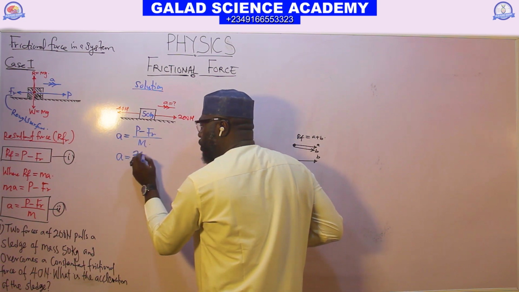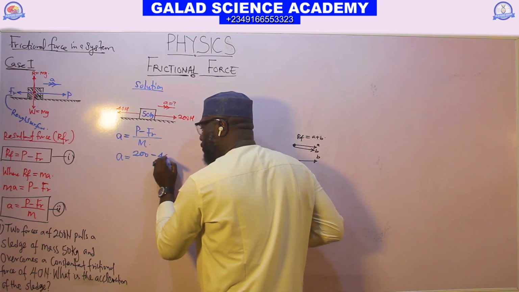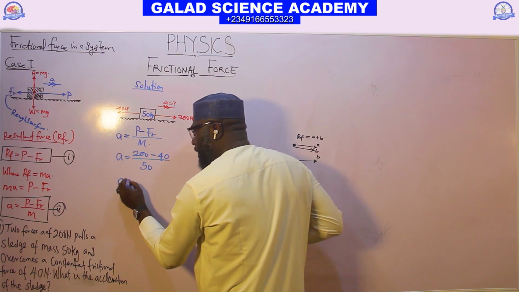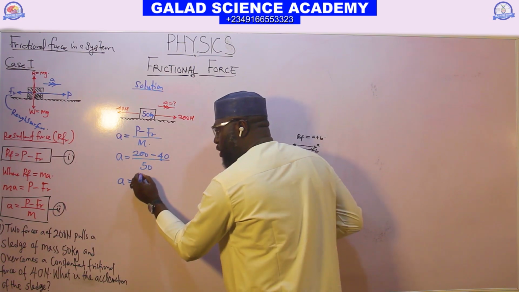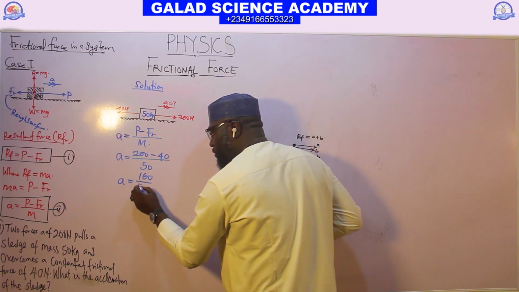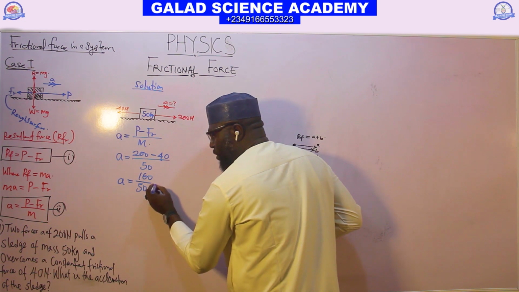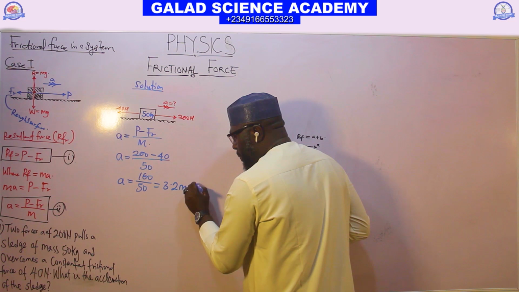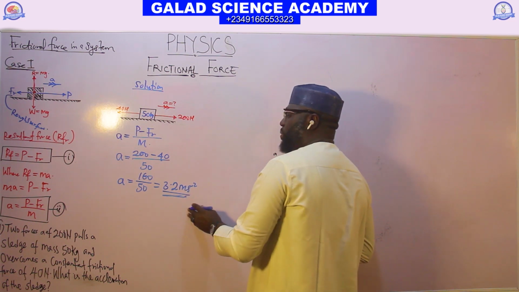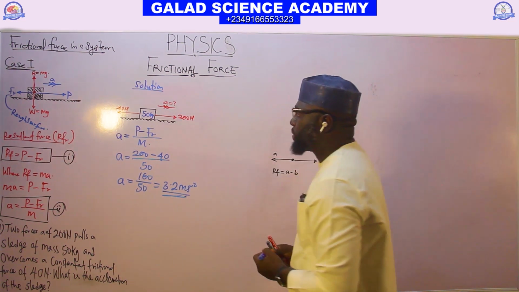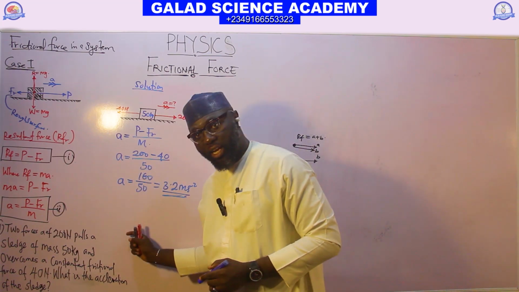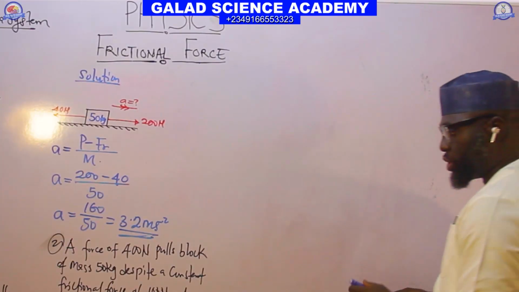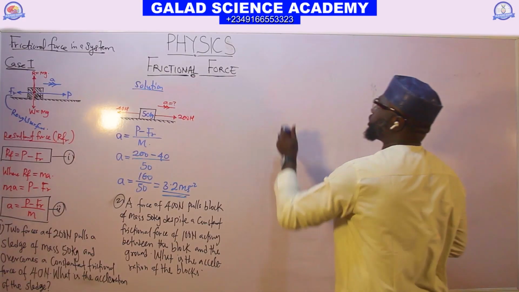Substitute for each value. Applied force is 200 Newton minus 40 Newton over 50 kg. The applied force here gives us 160 over 50, so it now gives us 3.2 meter per second squared. That is the acceleration. Let me help you by adding one more question on this, so the solution for this second question too.